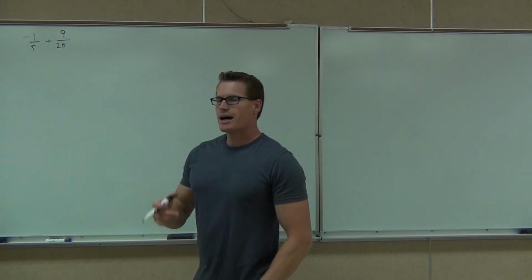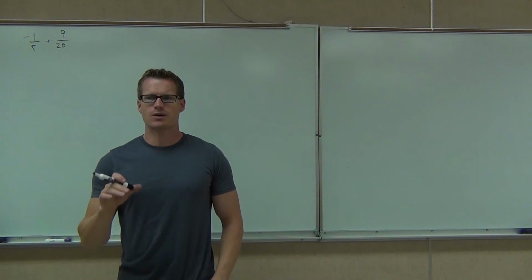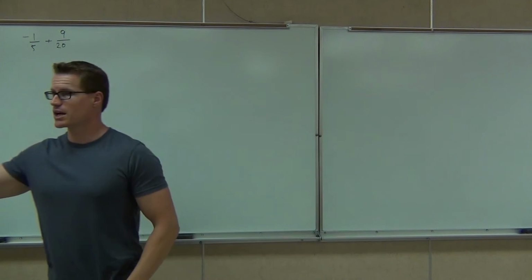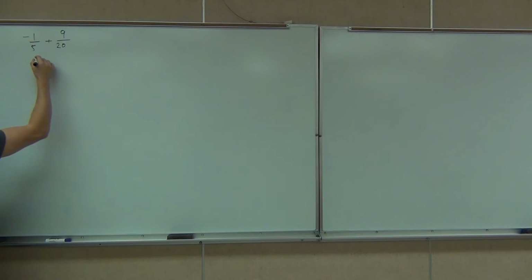Now, next up, we got to find an LCD. Can you tell me what's the LCD for this problem? 20. Good, yeah, very good. We'd find the biggest denominator. We check to see if the other one goes into it. It does. So we'll write LCD is 20.